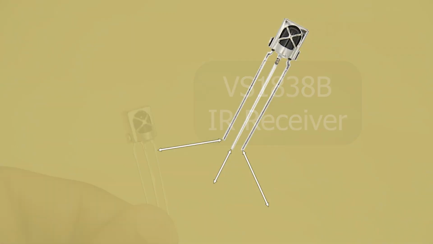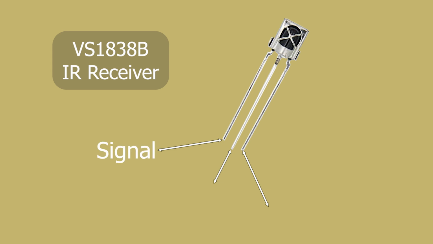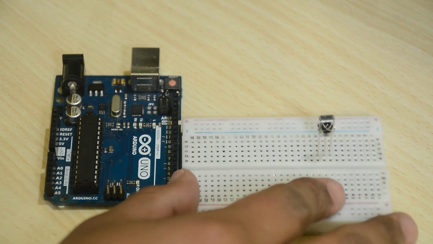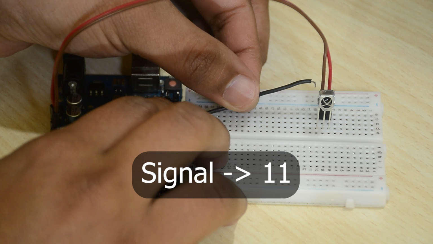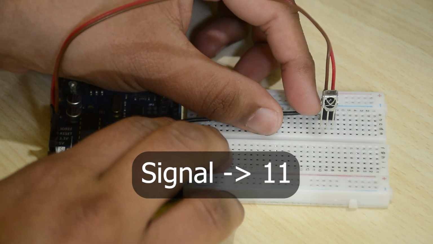It has three pins. The leftmost pin is the signal, the middle one ground, and the right one is for power. Let's put it on a breadboard and get started. First, hook up the power pins. Then, we plug the signal pin into pin 11 of the Arduino.